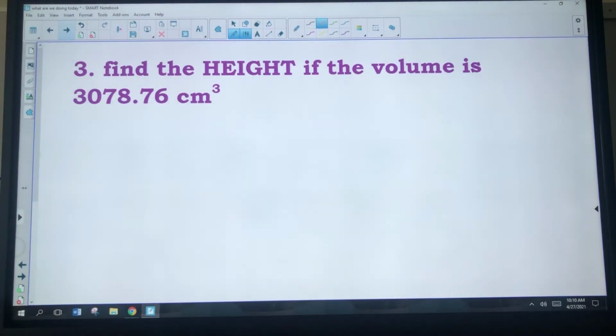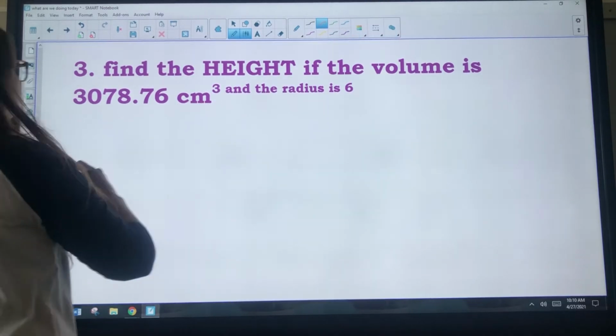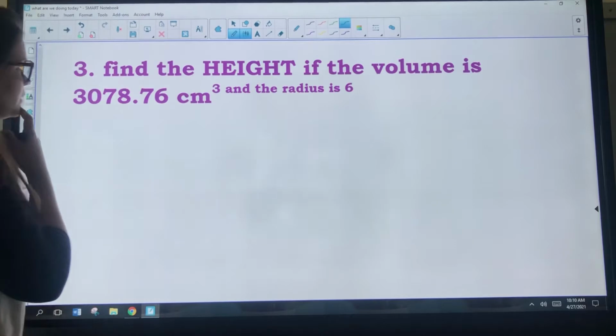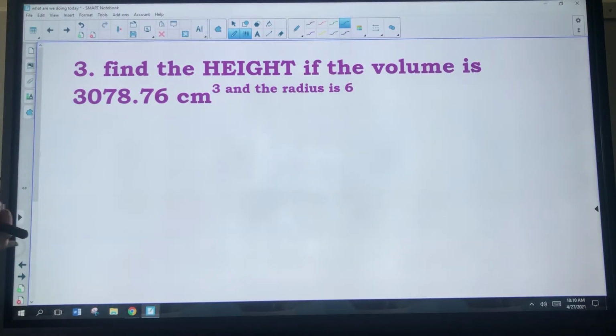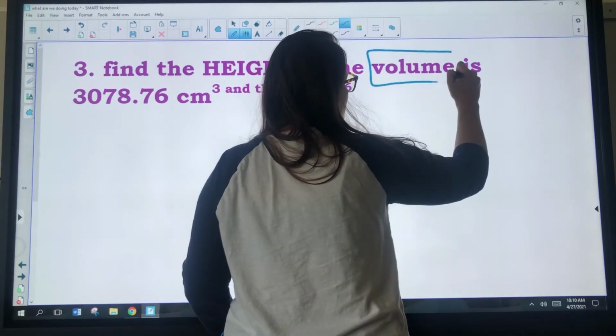Find the height if the volume is this. Oh, I need to tell you the radius. And the radius is... Sorry about that. So who cares if they're asking for the height or the radius, or who cares what they're asking for? That's the formula that you use.